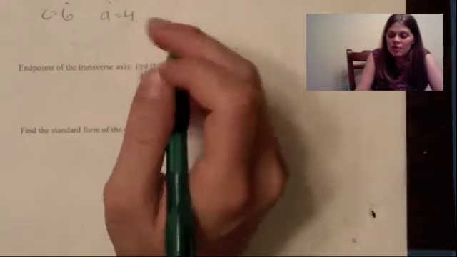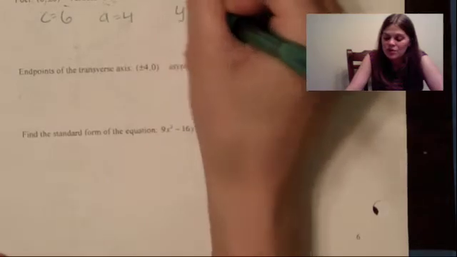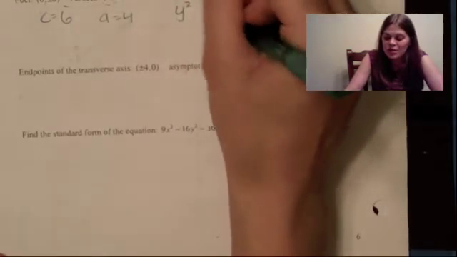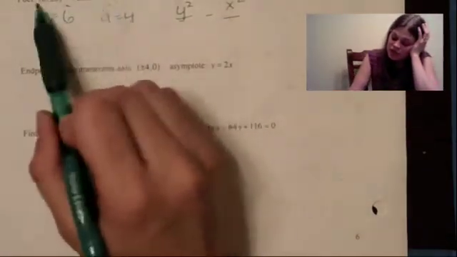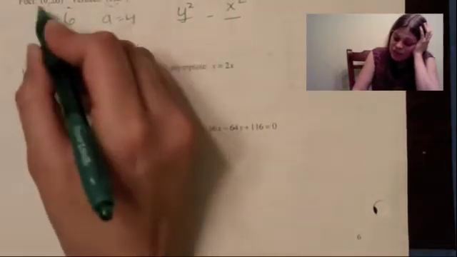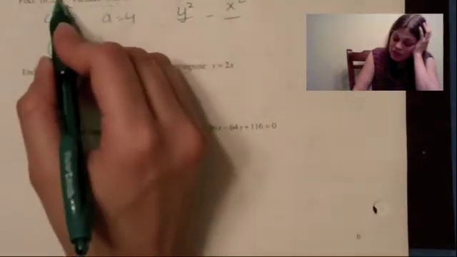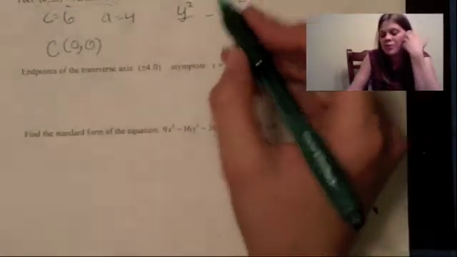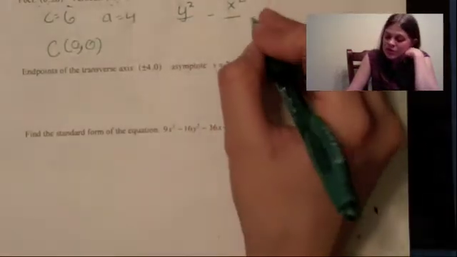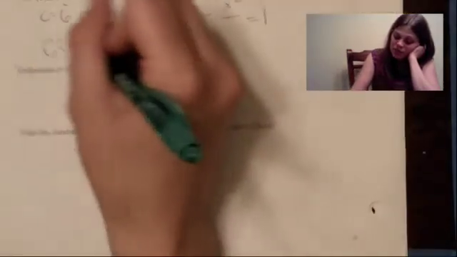Notice that they're on the y values. So that means it's going to be opening up and down for your hyperbola. So your y squared is first, or your y squared is positive, and your x squared is negative. Now, it's centered at 0, 0, because I have zeros in both the foci and the vertices. Halfway in between plus or minus 6 is 0, and halfway in between plus or minus 4 is 0. So your center's at 0, 0, so I don't need to put anything in my parentheses.